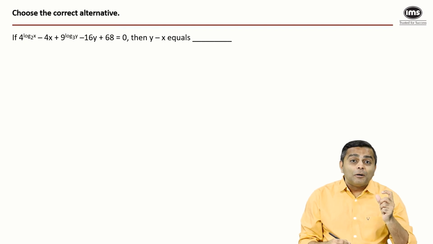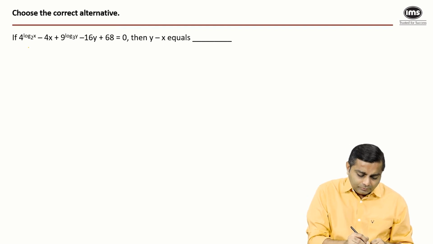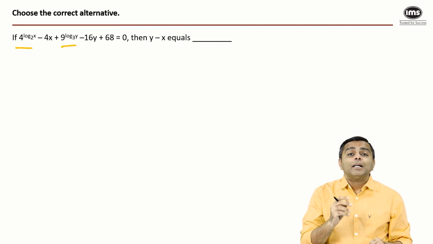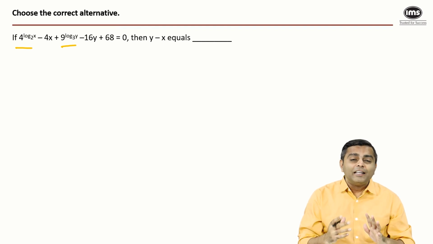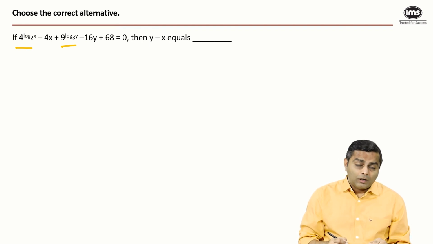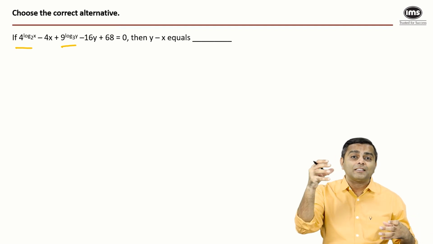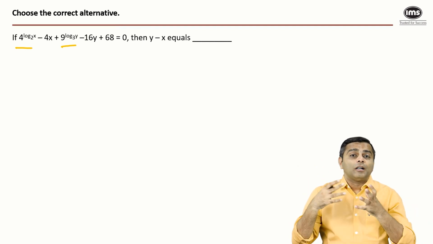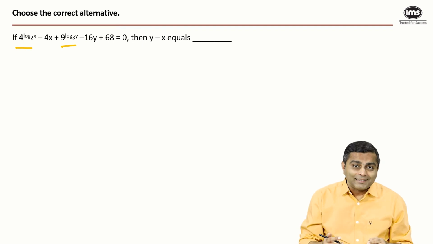So the first term is 4 raised to log of x to the base 2. The first term and the third term give me a hint about what I really need to do. The log base is 2 and the actual base is 4. In the second term that I underlined, the actual base is 9 and the log base is 3.